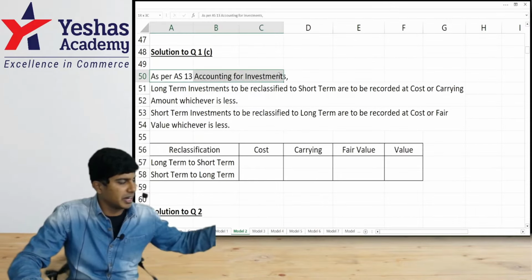Can I say that is 12? Fair value, we don't care. It should be recorded at 14 or 12, whichever is less. Whichever is less is 12. Understood? That's the first point.